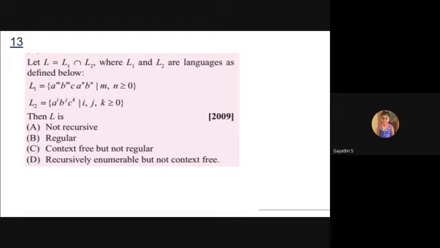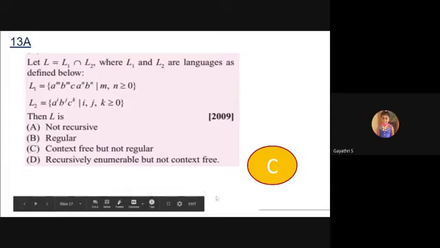Same. C. No, yes, regular, right? L2 is regular. Okay, so L1 is context free, L2 is regular. So recall the closure properties of context free. So context free language intersection with regular language, what is the output? This is one of the important properties. B. Let me check that.